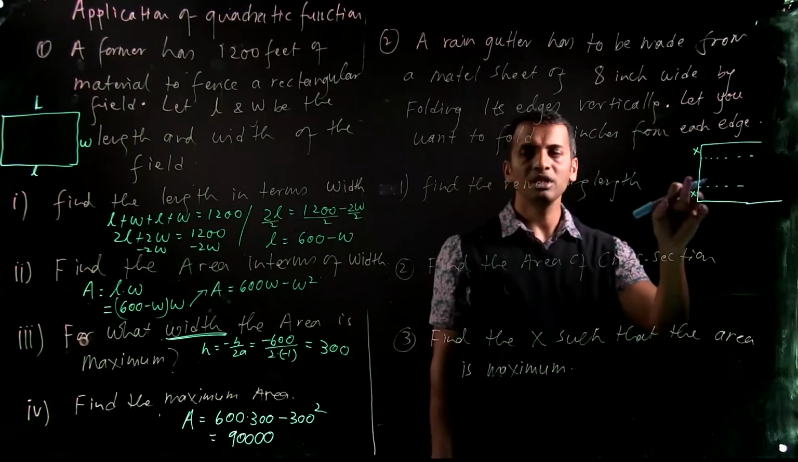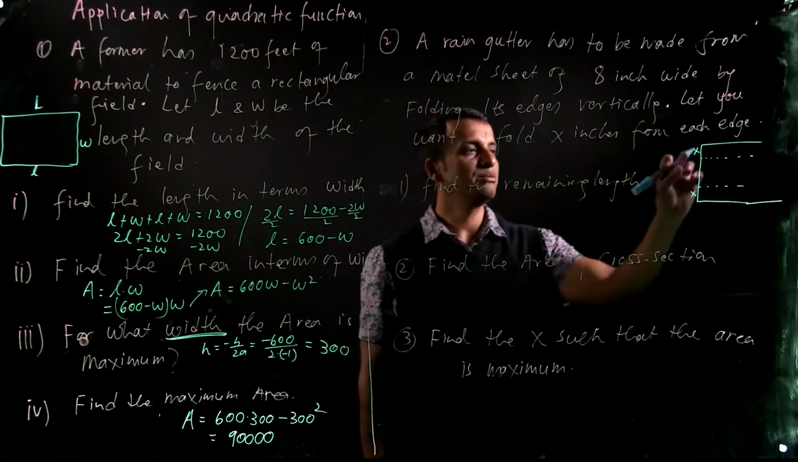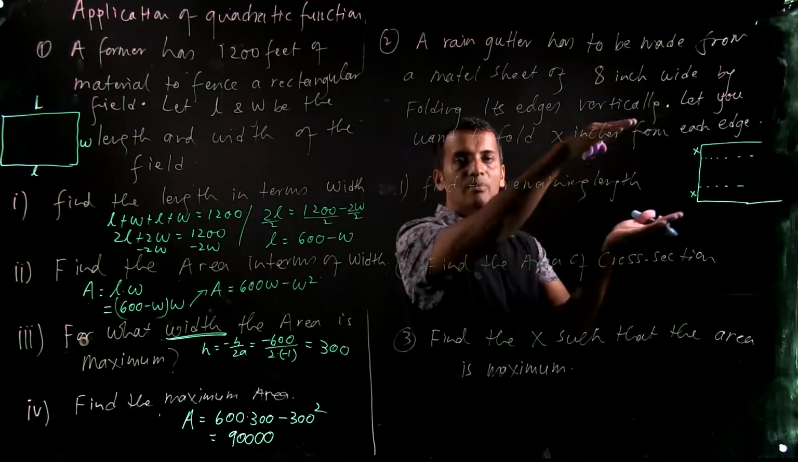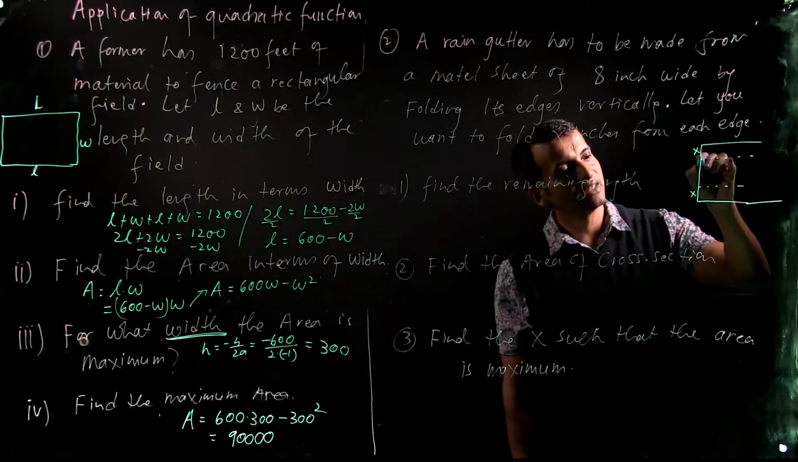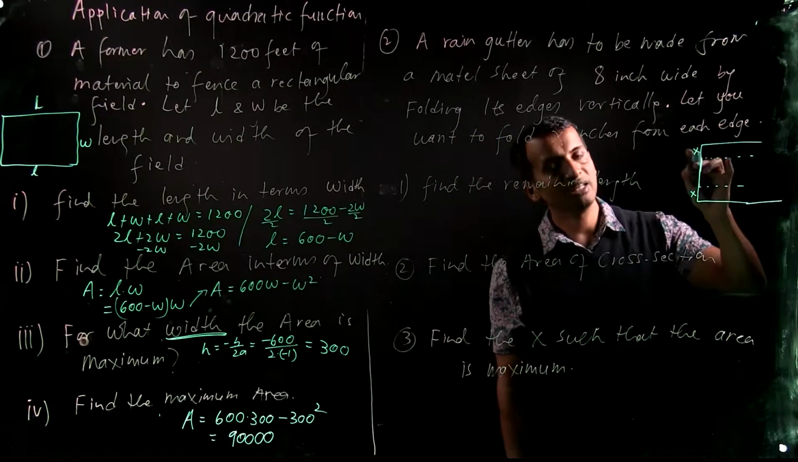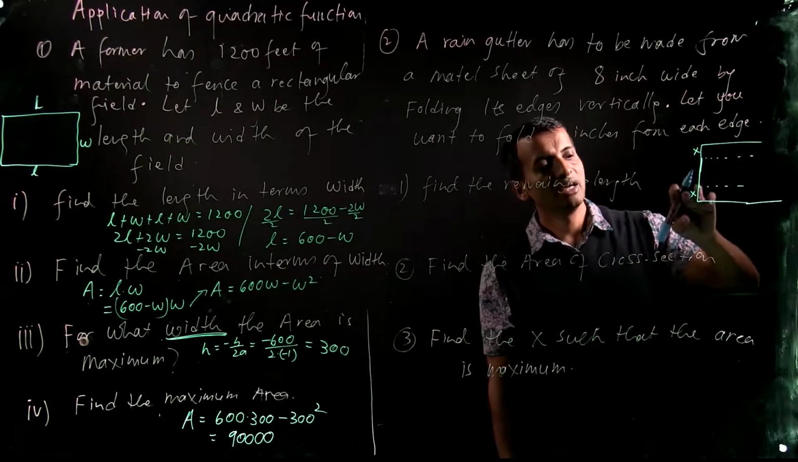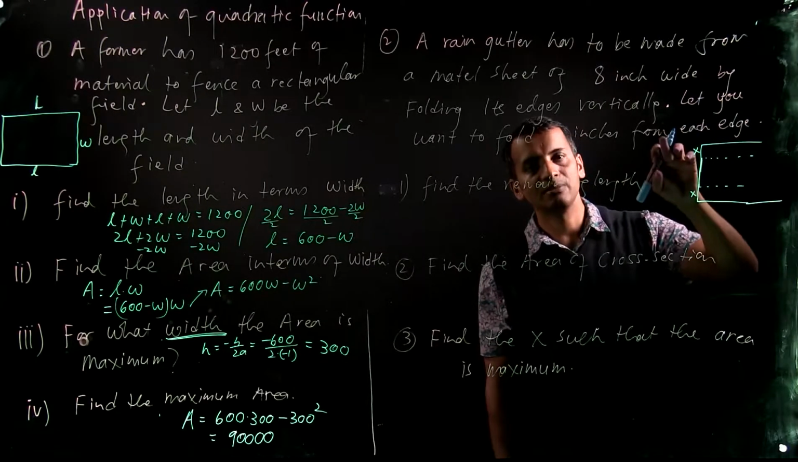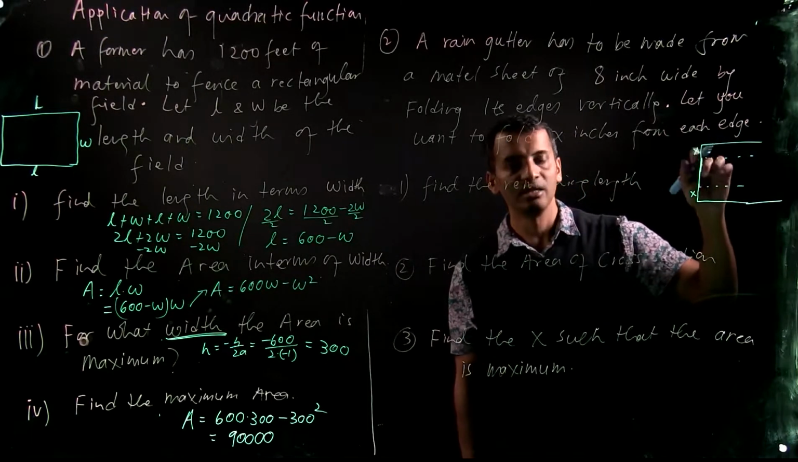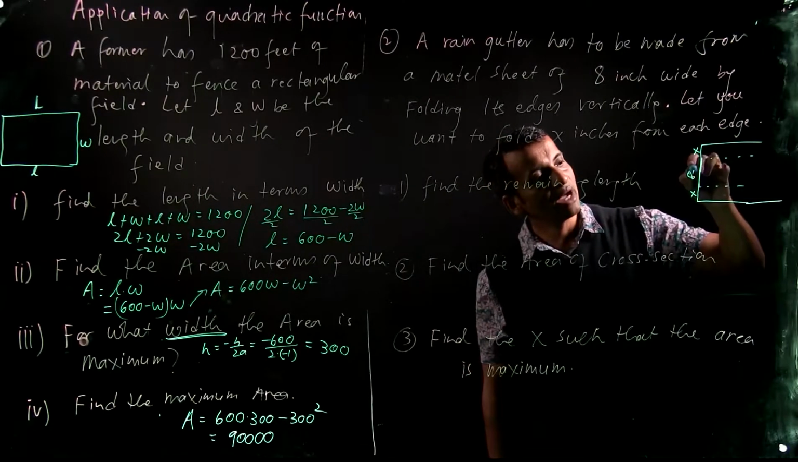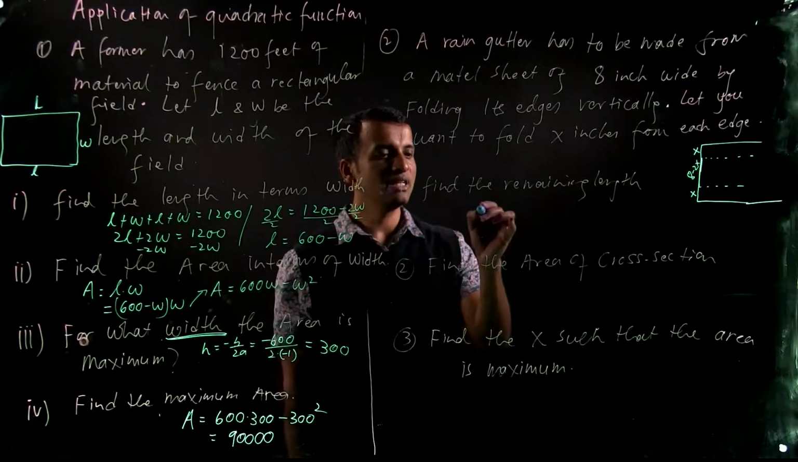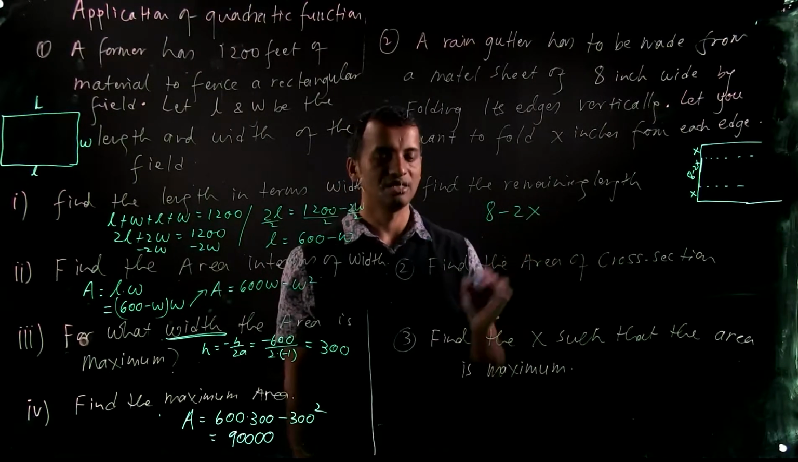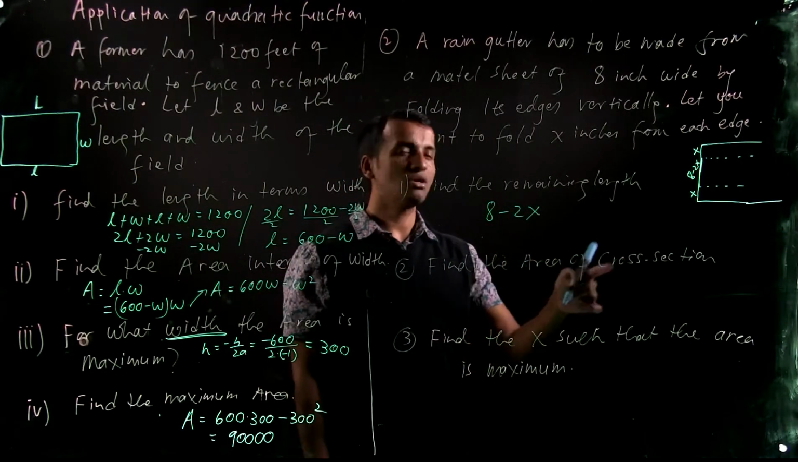The question is find the remaining length. If you fold x inches from each edge, what is the remaining length? The total length is 8, and you are folding x inches from here and x inches from here. Basically you are folding 2x inches. So the remaining is 8 minus 2x. That's the answer.